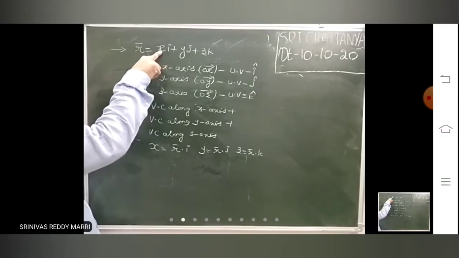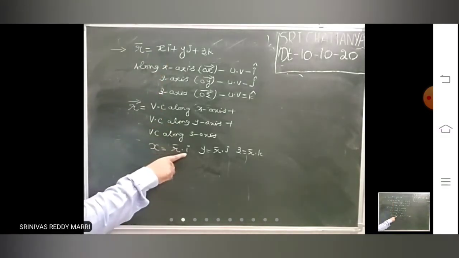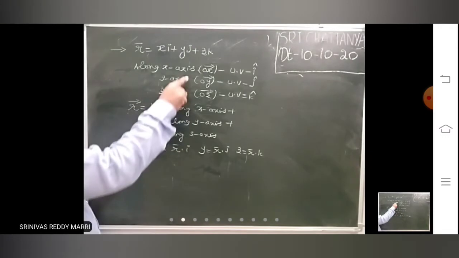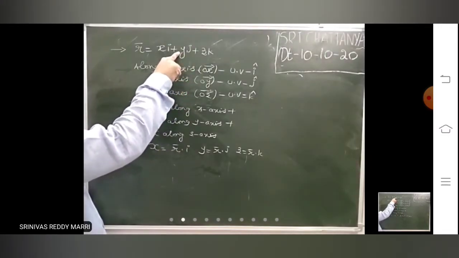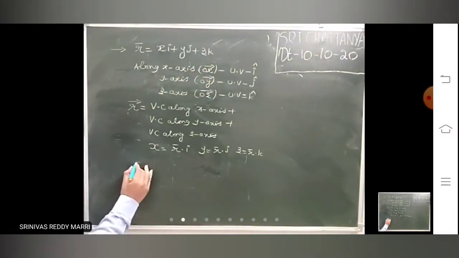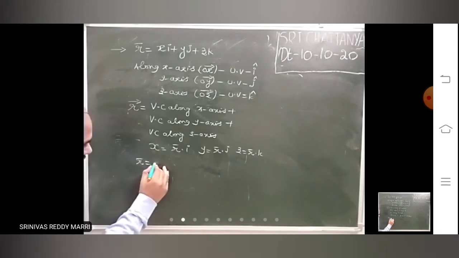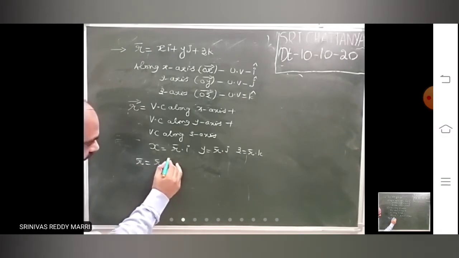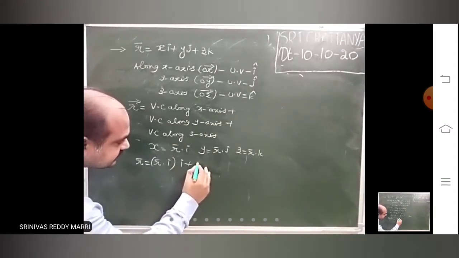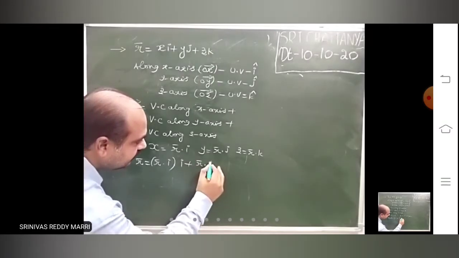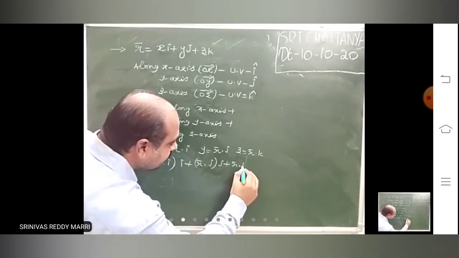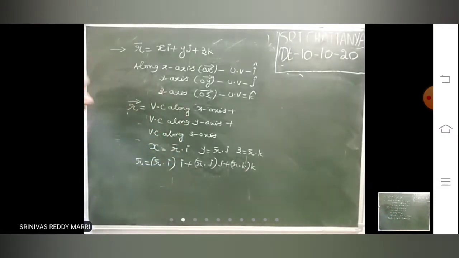Before this unit vector i, the scalar component is written. x is nothing but the scalar component. Before unit vector i, we write r bar dot i. Before unit vector j, we write r bar dot j. Before unit vector k, we write r bar dot k. That means r bar is nothing but r bar dot i into i plus r bar dot j into j plus r bar dot k into k.